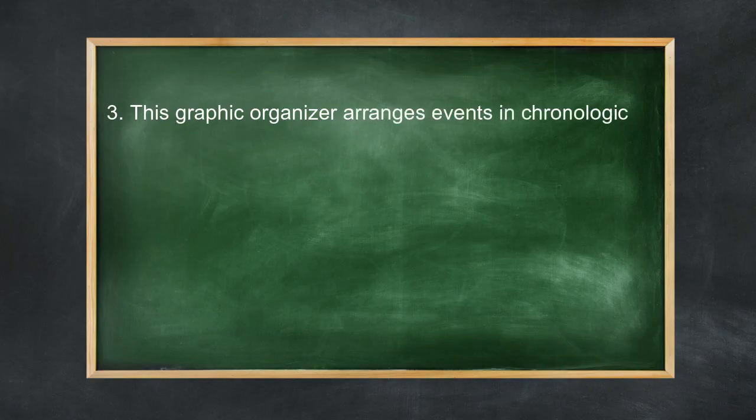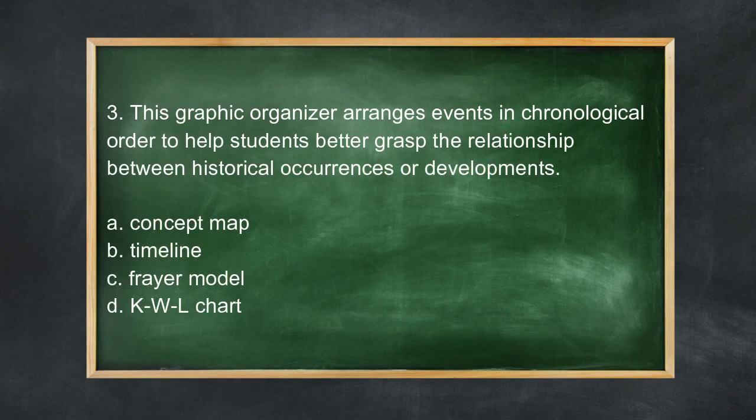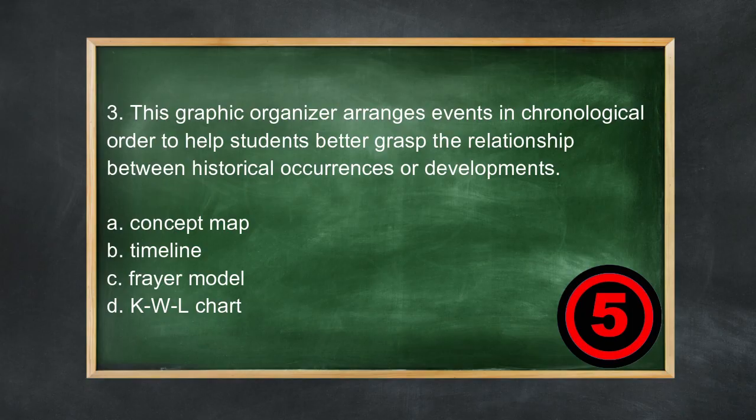3. This graphic organizer arranges events in chronological order to help students better grasp the relationship between historical occurrences or developments. A. Concept map. B. Timeline. C. Frayer model. D. KWL chart.